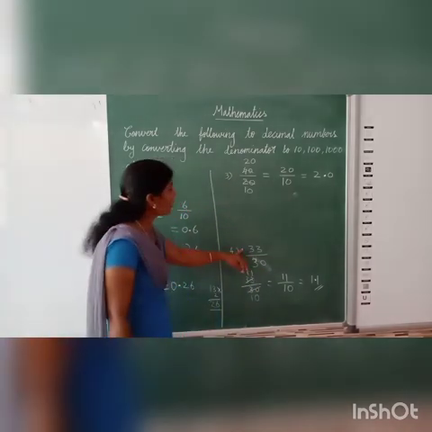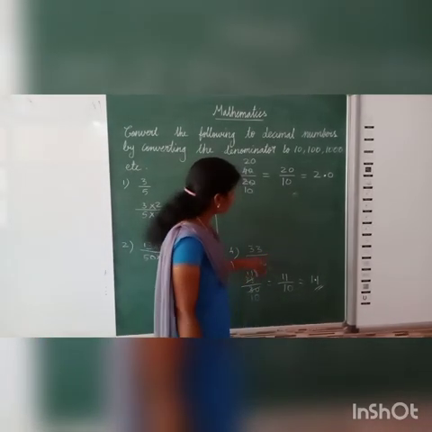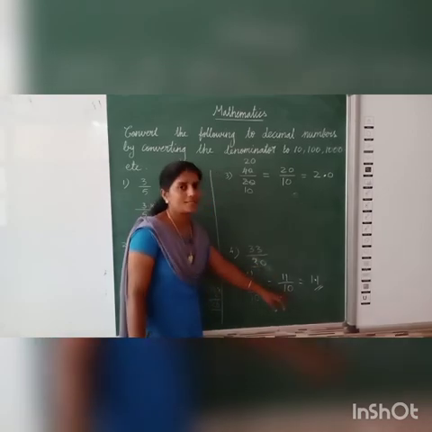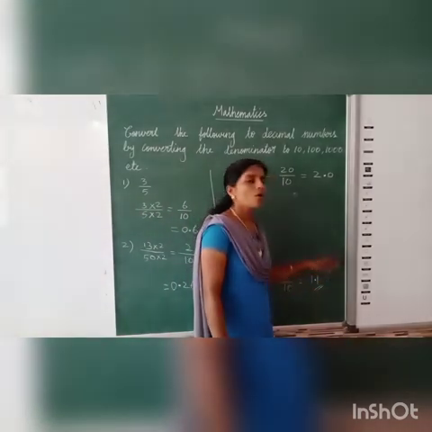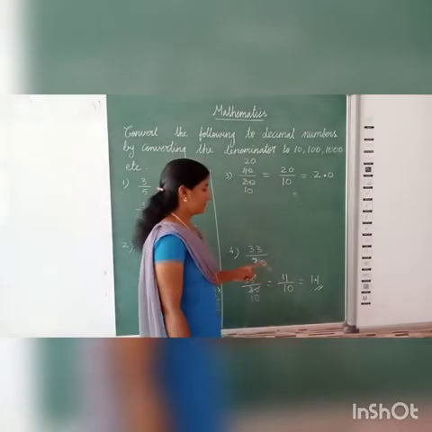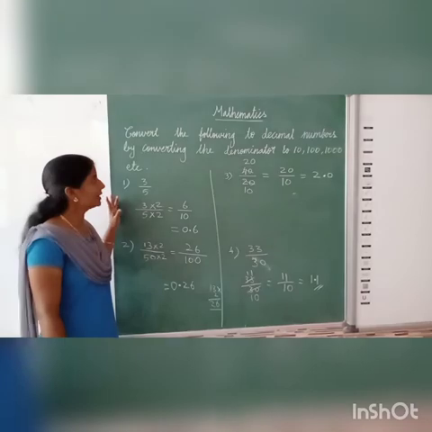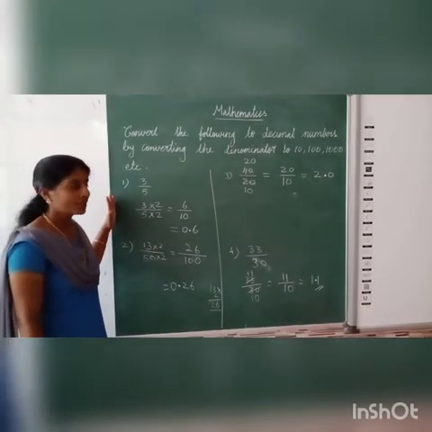Now here fourth one, 33 by 30. You can use the 3 table. 1 3 is 3, 0, then 1 3 is 3, 1 3 is 3. So 11 by 10, which means the decimal number is 1.1. Okay, 1.1. Clear? That is converting the denominator to 10, 100 and 1000.